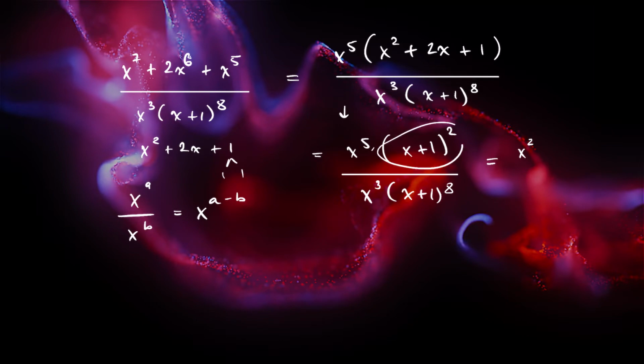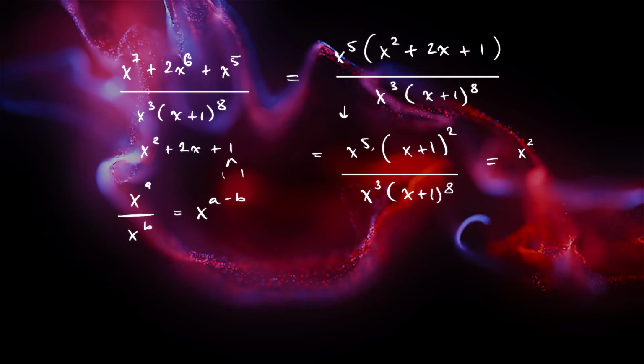Now we've got this here. We can think of this as doing the exact same thing. So we've got x plus 1 squared divided by x plus 1 to the power of 8. So the expression is going to stay on the side with the highest power, which is on the denominator. So we're going to have x squared on top divided by x plus 1, and that power is going to be 8 minus 2, which is 6.